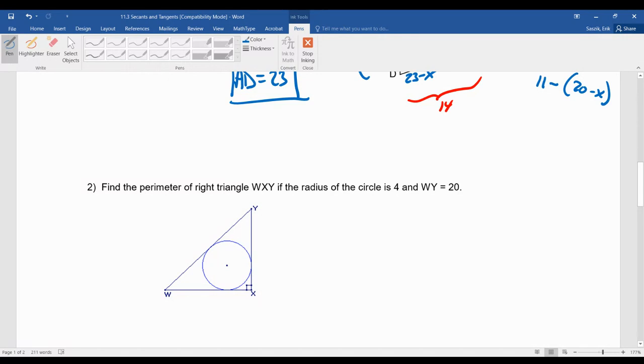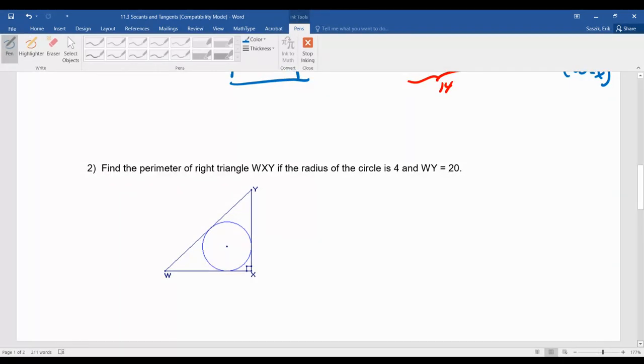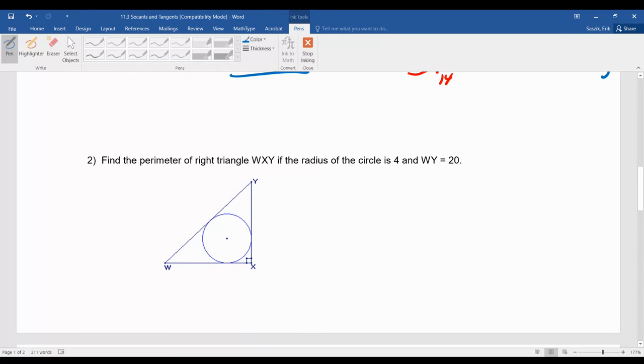So, this circle's inscribed in this triangle, inside this right triangle. It's kind of neat. It ends up being super easy, but only if you see the right relationship. WY, let's mark this given stuff. That's 20. We know that this radius is 4. You're going to want to draw a radius in some place. I would like you to pause this and see if you can give this a go yourself, and then I'll walk through it in a moment, okay?